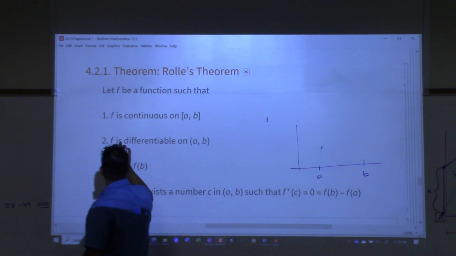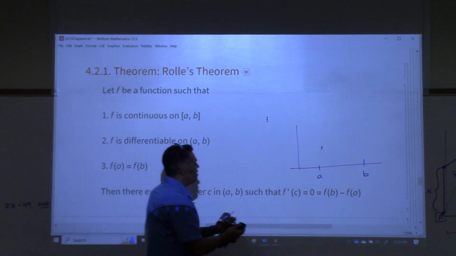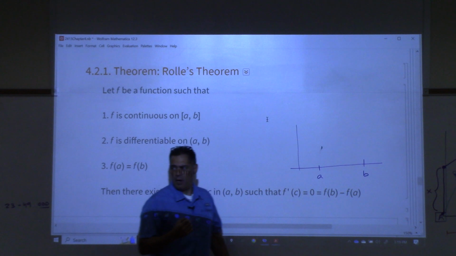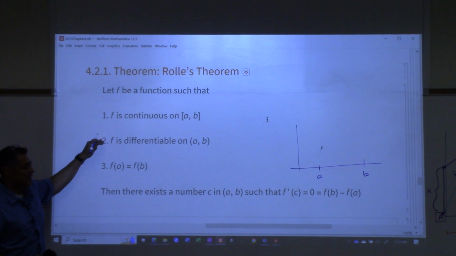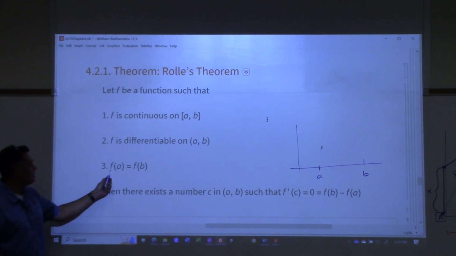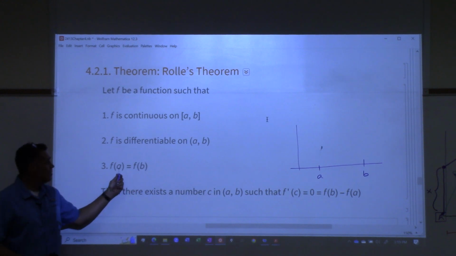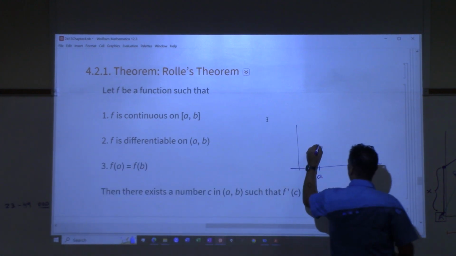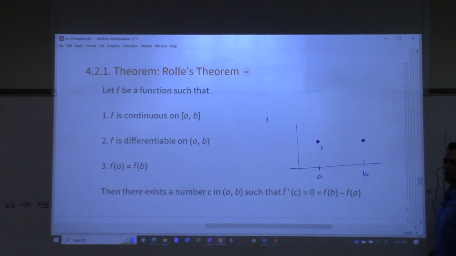Also, it says that it's differentiable on the interior of A and B. That means as long as you're not at the endpoints, everywhere except the endpoints, you need to be differentiable. Right? Those 2 conditions have to be in place. And then this third condition is a very strong condition. Look what it says. F of A equals F of B. That means that the y value at A is equal to the y value at B. So that means when I draw this, I have some freedom, but these 2 values at the end have to be the same. And now I have to connect those without picking up my pencil.